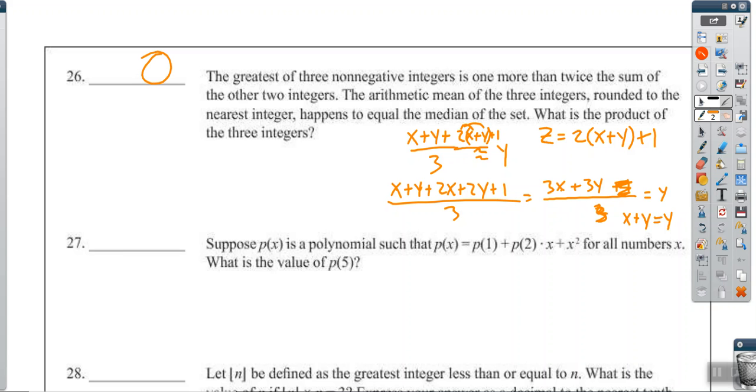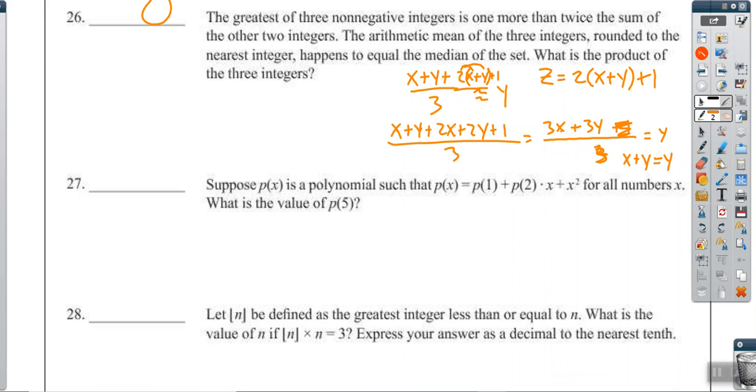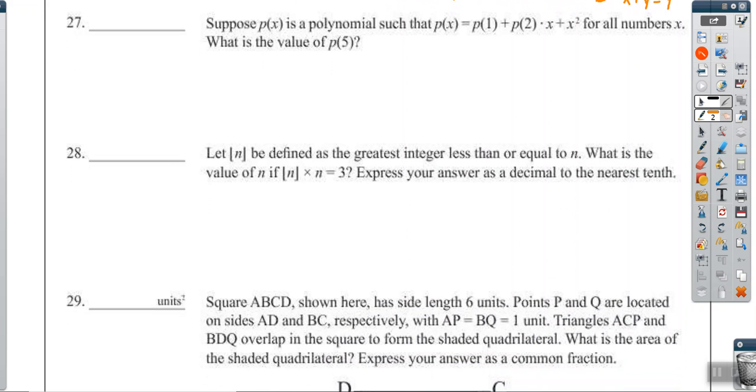All right, this is when things got a little more challenging, I think. Suppose p of x is a polynomial such that p of x is equal to p of 1 plus p of 2 times x plus x squared for all numbers x. We're to find p of 5. All right, well, the first thing I need to do is figure out what p of 1 and p of 2 are, because when I plug in 5, that goes in for my x's, but I still need to know what p of 1 and p of 2 are.